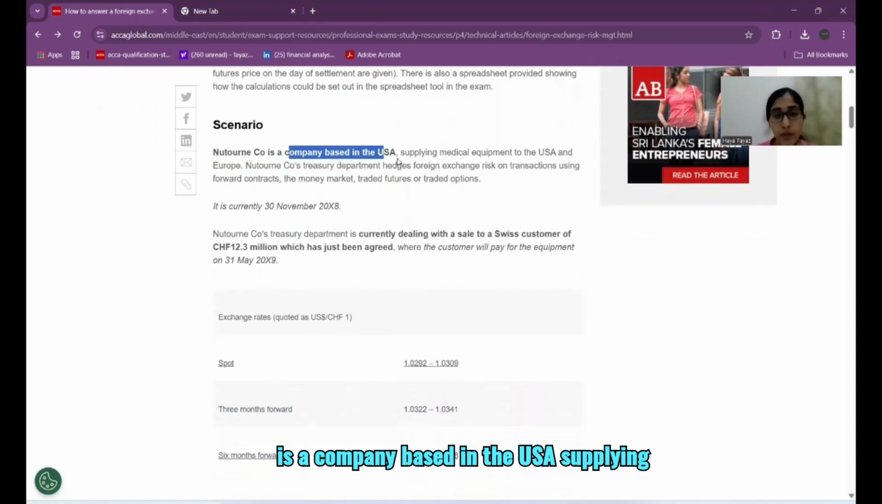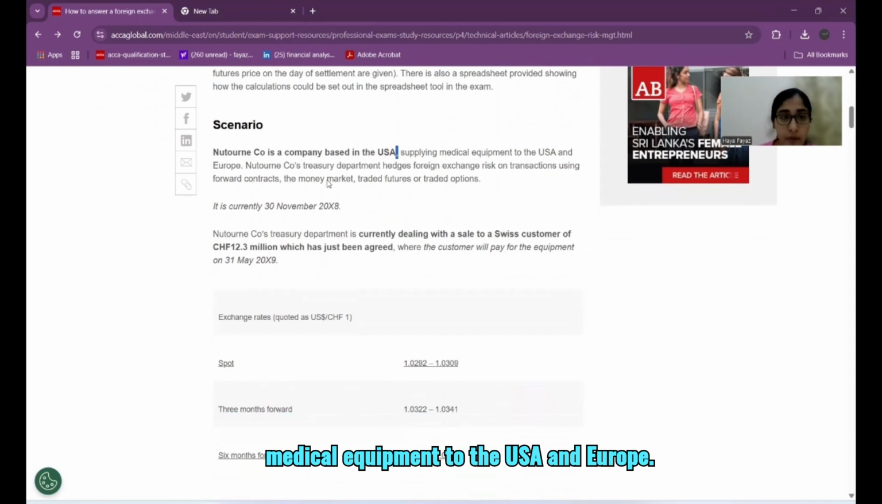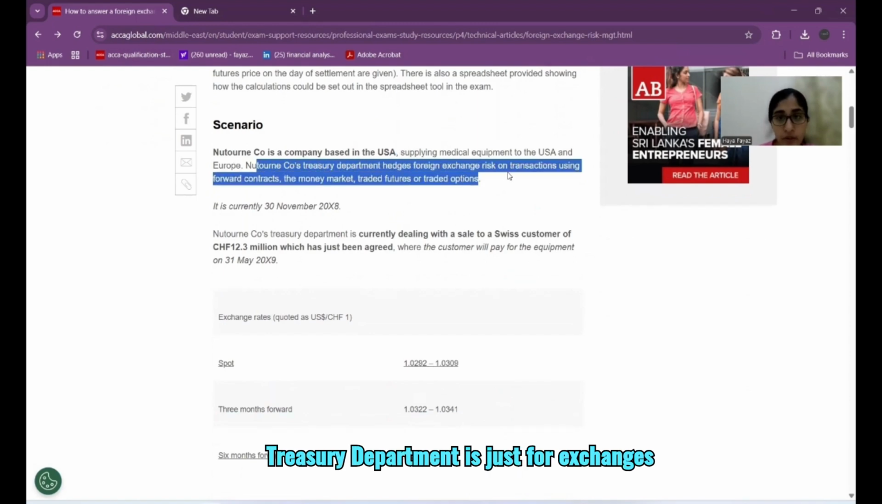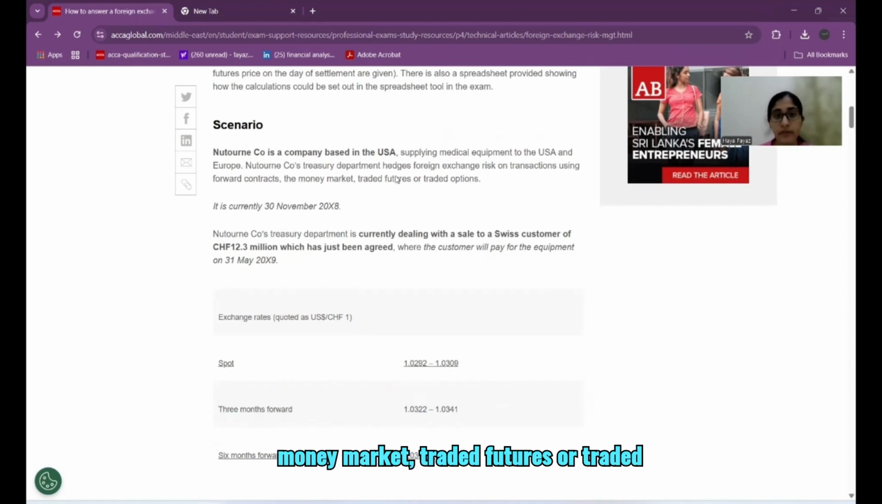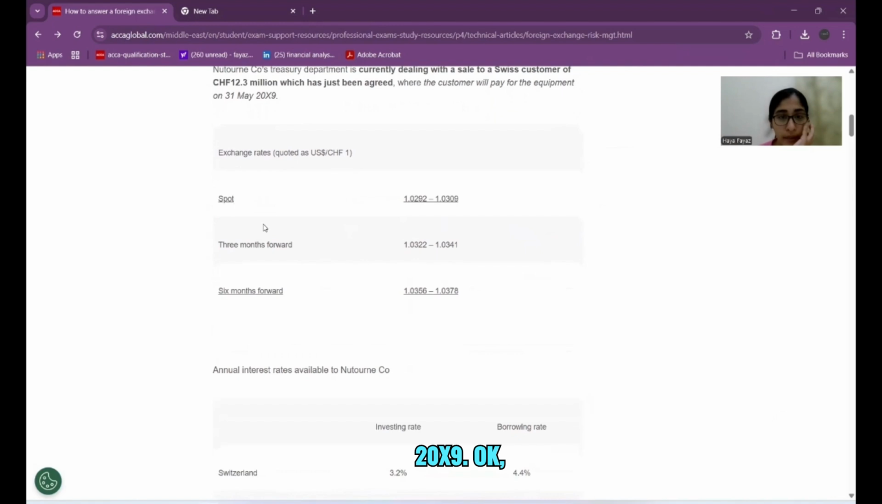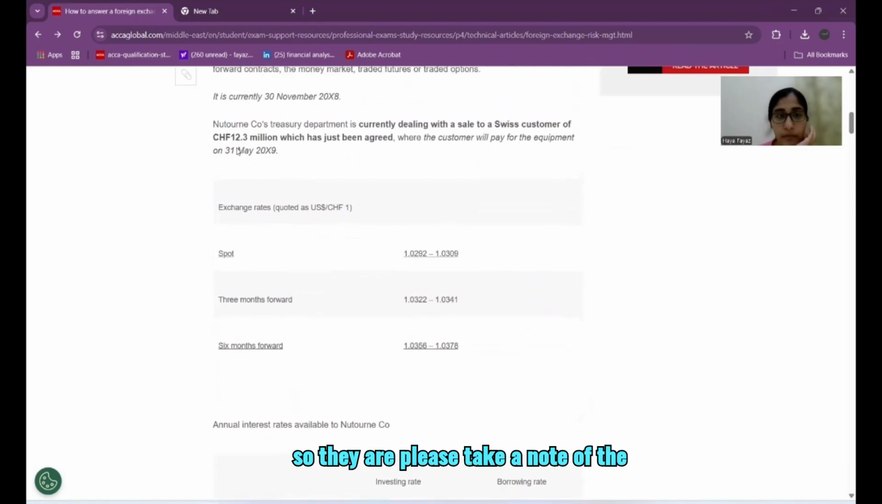Noreen is a company based in the USA supplying medical equipment in the USA and Europe. Noreen's Treasury Department hedges foreign exchange risk on transactions using forward contracts, money market, traded futures, or traded options. Now, their Treasury Department is currently dealing with a sale to a Swiss customer of CHF 12.3 million, which has just been agreed, where the customer will pay for the equipment on 31 May 20x9. Please take a note of the date. That is important.